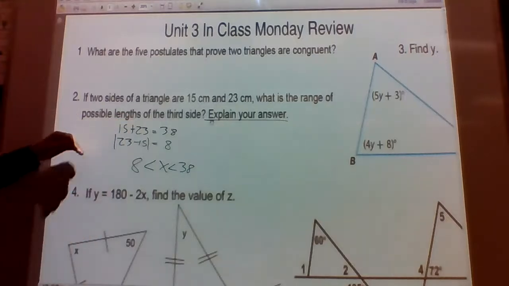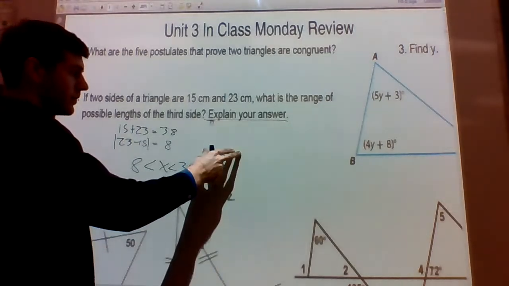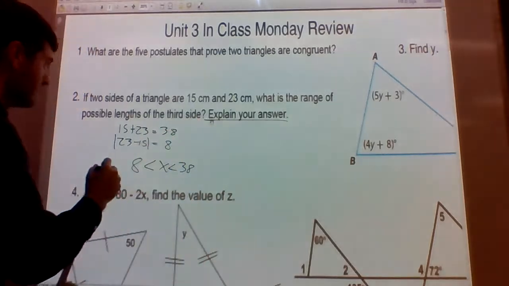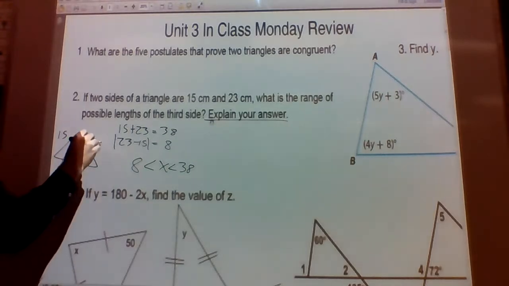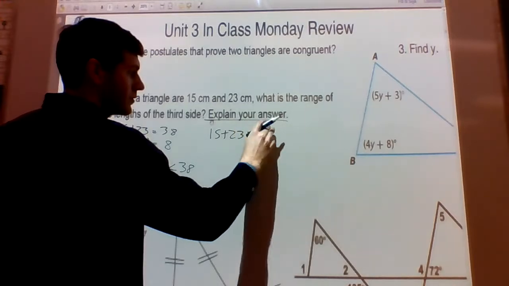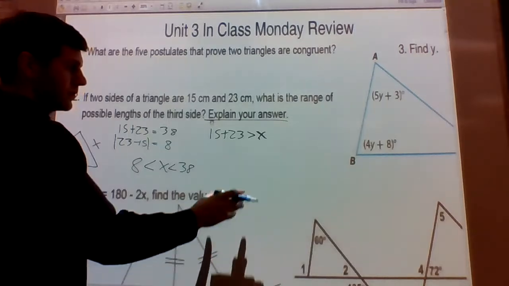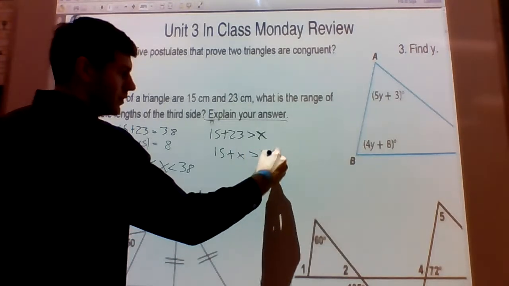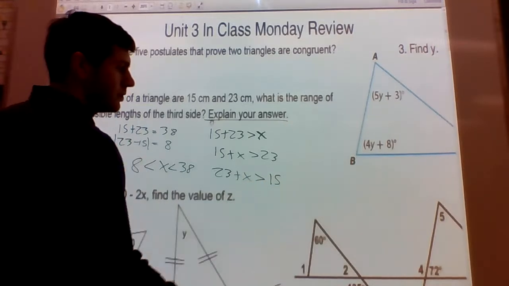If you do it with math, we're going to use the equations from the Triangle Inequality theorem. So we know 2 sides have to be greater than the third side. So the 3 sides of our triangle, right? If we call the last one x, we can have 15, 23, and x. So 15 plus 23 has to be greater than x. 15 plus x has to be greater than 23, and 23 plus x has to be greater than 15.